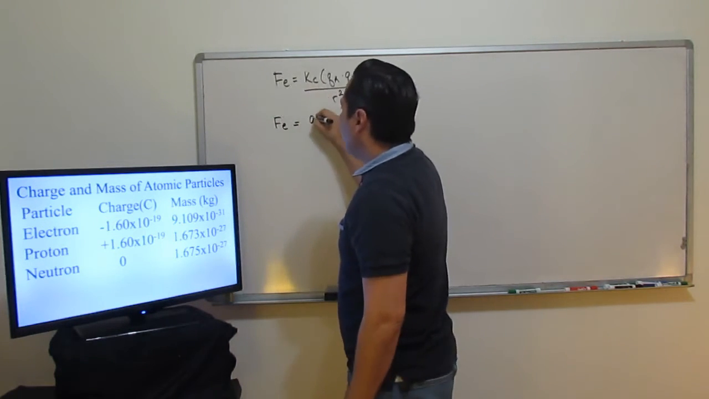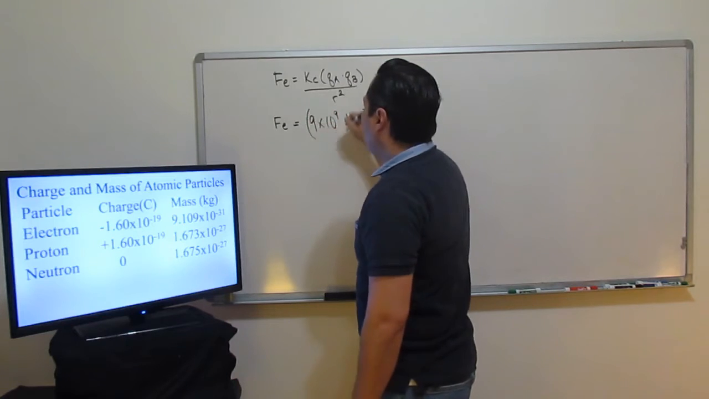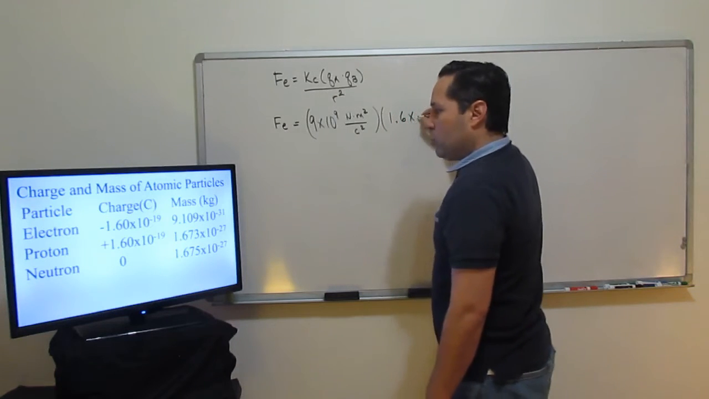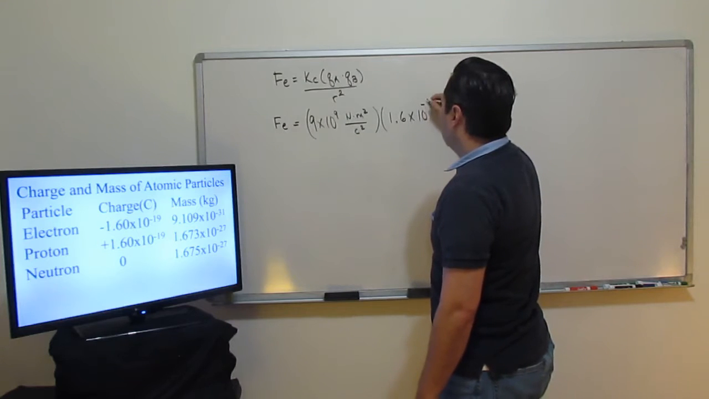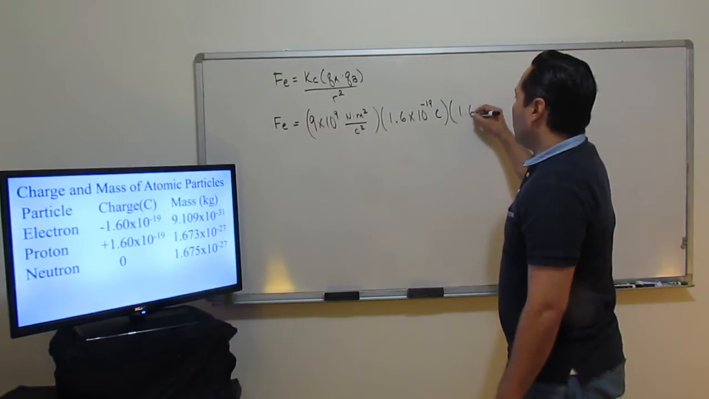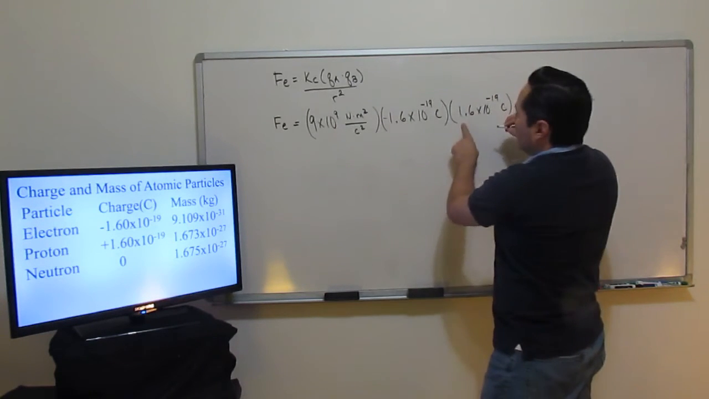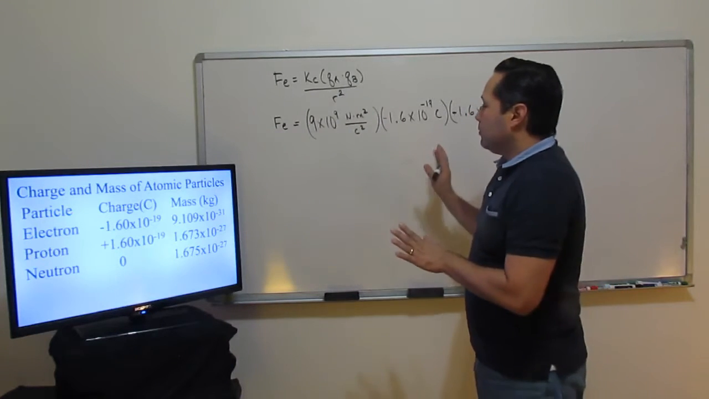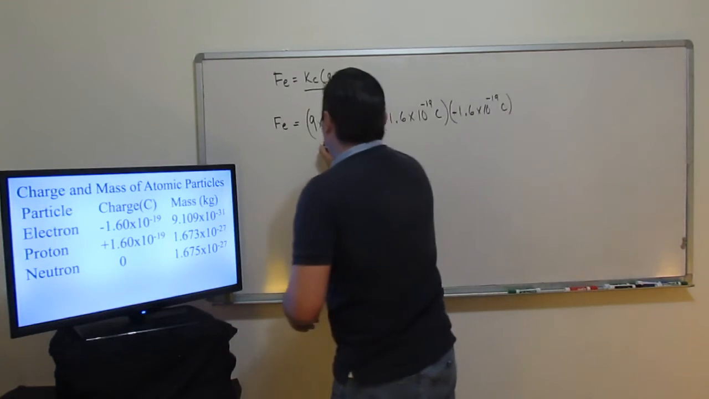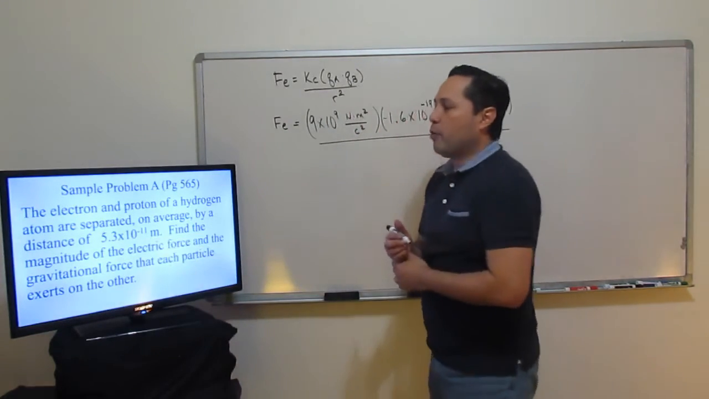Fe equals the constant, 9 times 10 to the 9 newtons times meter squared over Coulomb squared, multiplied times the charge of the first one, the electron, 1.6 times 10 to the negative 19 coulombs, multiplied times 1.6 times 10 to the negative 19 coulombs. For this one, we're going to put negative. That's our electron. This is positive for the proton, though the signs really do not matter too much here. We know that one's positive, one negative, they're going to attract towards each other. Alright, and all of this will be divided by the radius, and the radius was given to us in the problem. The average distance between them is 5.3 times 10 to the negative 11.